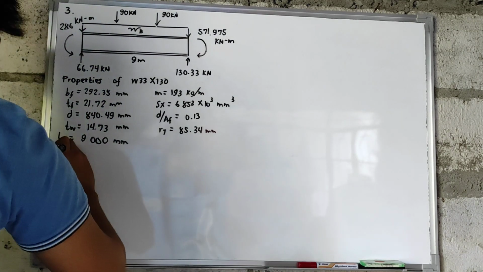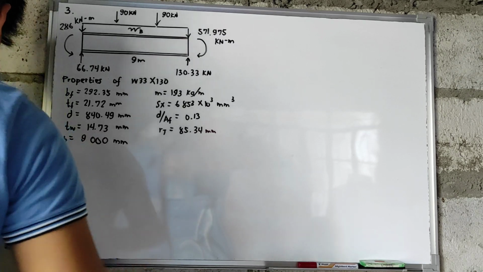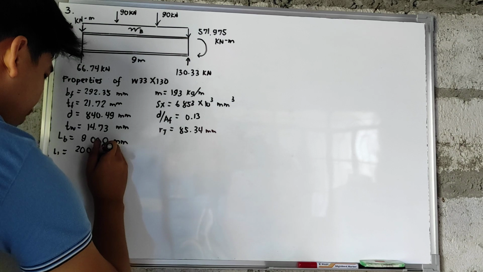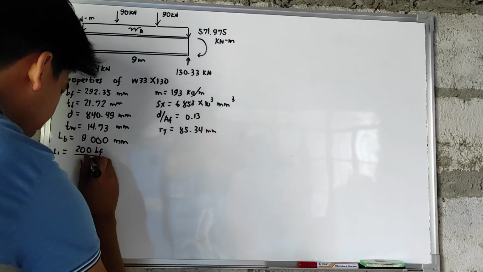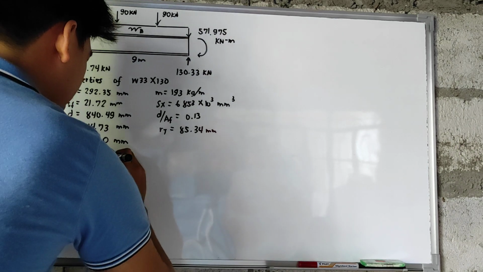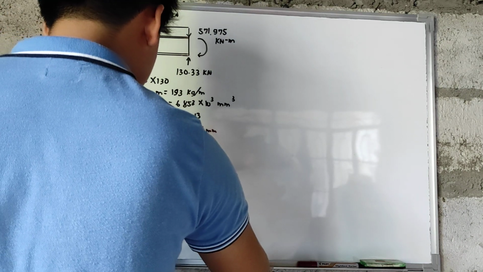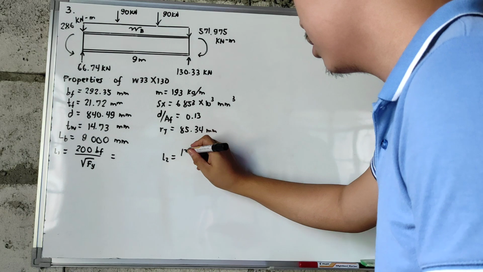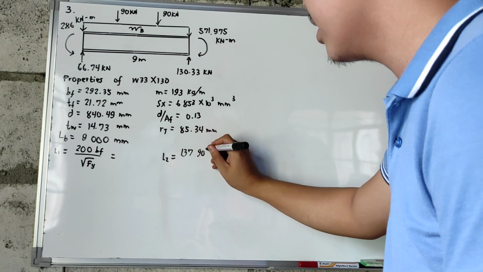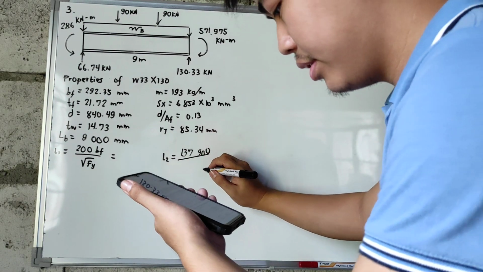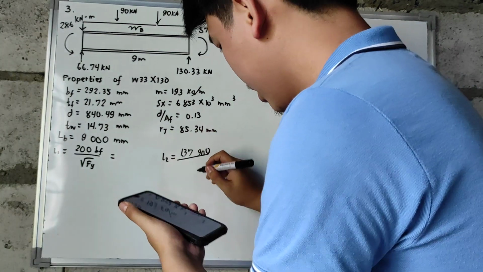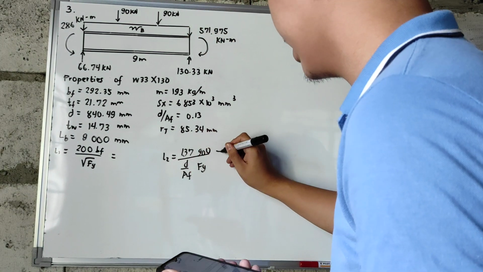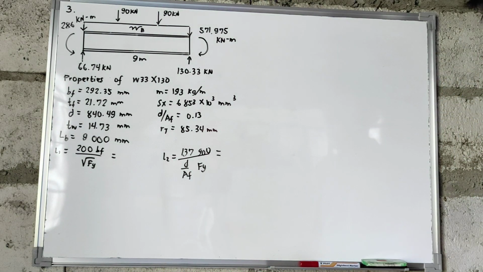So, kunin muna natin yung value ng L sub 1 natin. So, that is 200 dF all over square root of Fy. Next naman, kunin naman natin yung value ng L sub 2, which is equal to 137,900 all over D over AF multiplied by Fy. So, kunin natin mga value niyan.